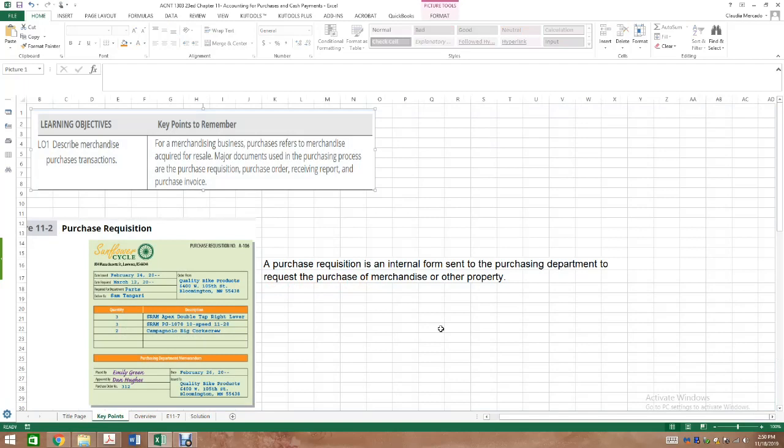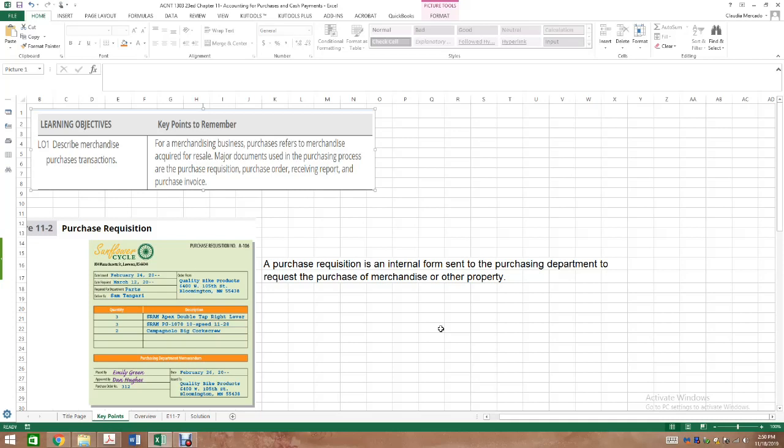Okay, so the first learning objective for this chapter is to describe merchandise purchases transactions. The information that they provide to you in the textbook is that for merchandising businesses, purchases refers to merchandise acquired for resale. Okay, so we are buying stuff, and we're going to be selling it.